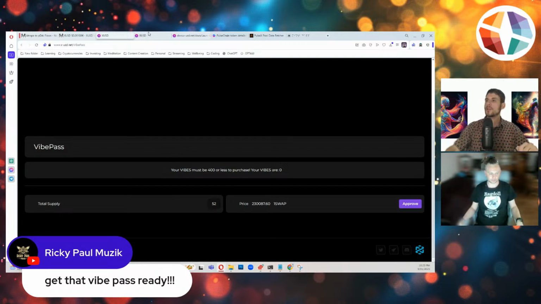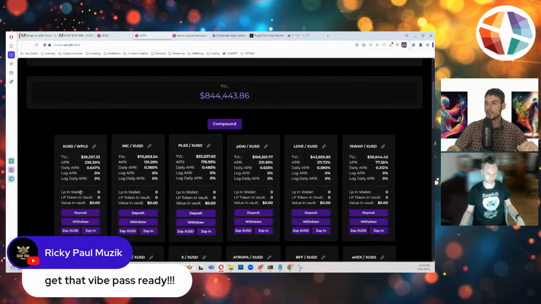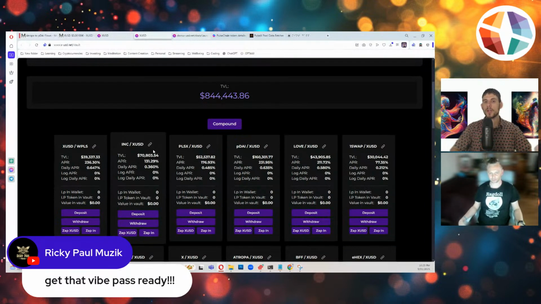Gotcha. So those rewards, is that going to be through this front end, or is it going to be through a different front end? It'll be through this front end.